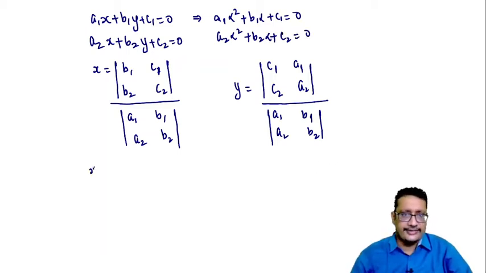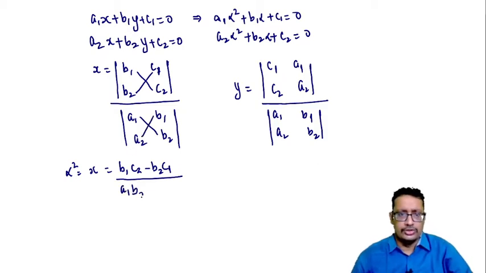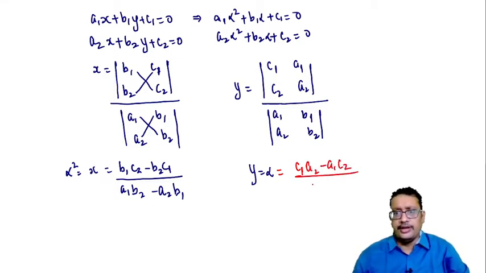So what will be x, or alpha square? You will say b1 c2 minus b2 c1 upon the determinant of this. I have calculated the determinant of the numerator, and the denominator will be a1 b2 minus a2 b1. Similarly, for y, which is alpha, alpha becomes c1 a2 minus a1 c2 divided by a1 b2 minus a2 b1.